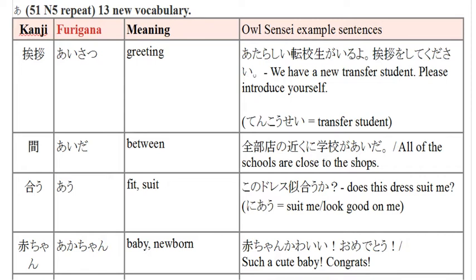So, first word for A, JLPT N4, is aisatsu. Aisatsu is greeting. So we have, atarashii tenkousei ga iru yo. Aisatsu wo shitte kudasai. We have a new transfer student. Please introduce yourself. So, atarashii for new. The new thing is tenkousei. Tenkousei, transfer student. I wrote it here, tenkousei.